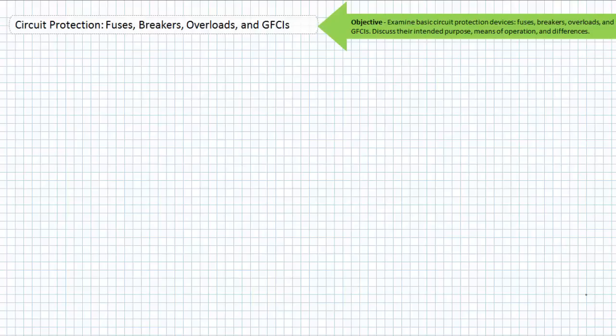I'm your instructor Jim Pytel, and today's topic of discussion is circuit protection devices. Our objective today is to take a close look at basic circuit protection devices. We'll introduce fuses, circuit breakers, overloads, and ground fault current interrupters and discuss their intended purposes, means of operation, and the differences between them. Circuit protection devices are components that safeguard people and property from electrical and fire hazards.